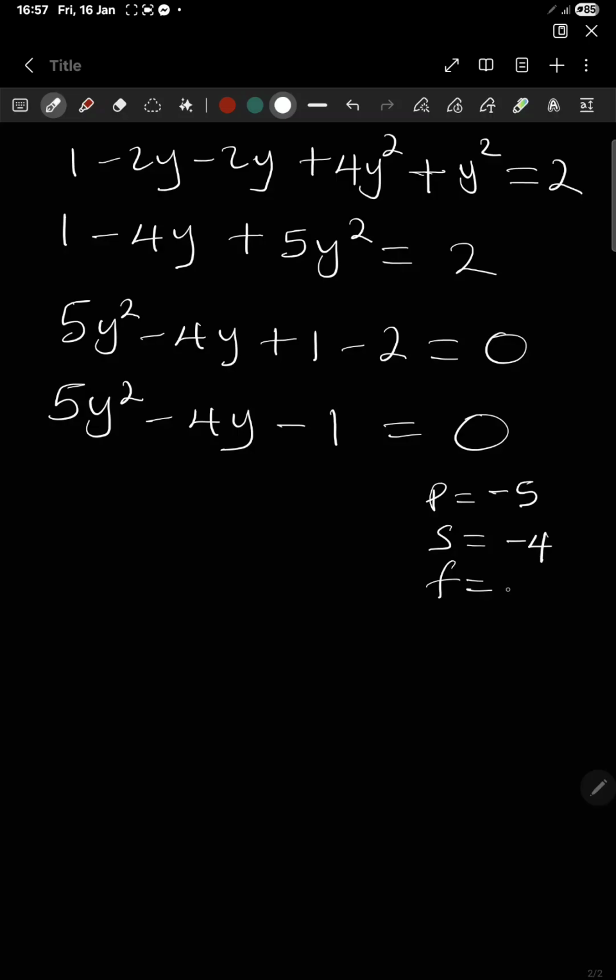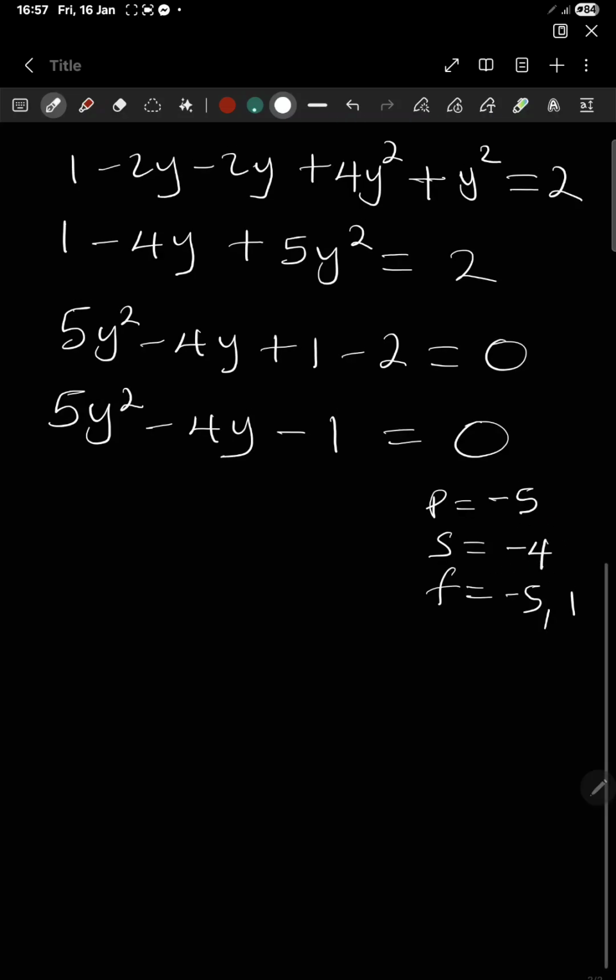Yes, we have. What are those? We have -5 and 1. If you say -5 times 1, you get the product, which is -5. And if you say -5 plus 1, you get the sum, which is -4. So by doing so, we are going to get these factors. We are going to replace them on that number which is in the middle.